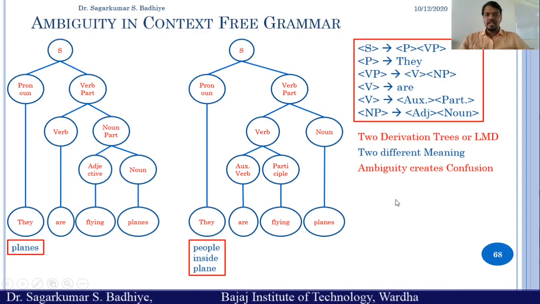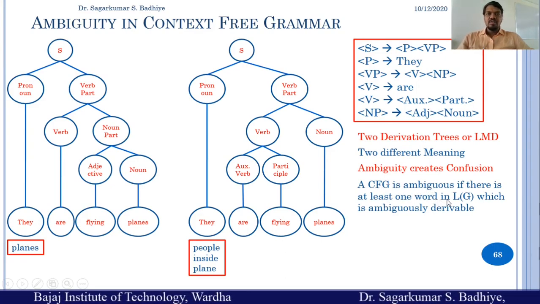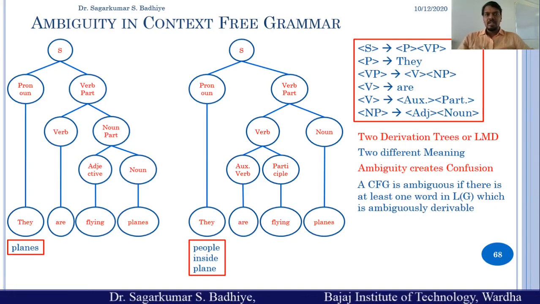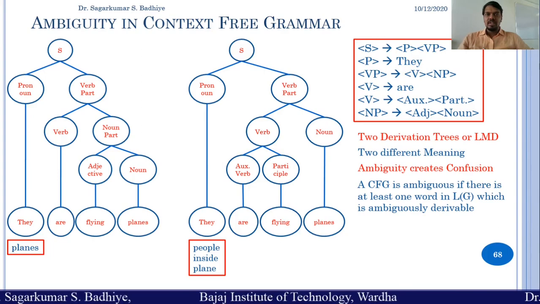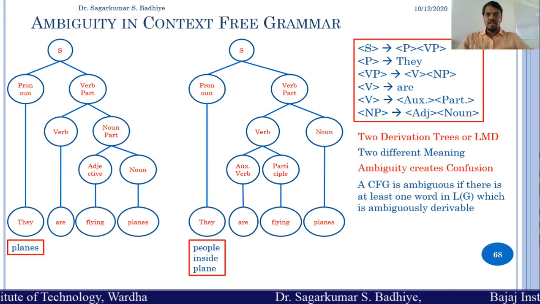So ambiguity creates confusion. A context-free grammar, CFG, is ambiguous if there is at least one word in the language generated by the grammar, that is L of G, which is ambiguously derivable. Ambiguously derivable means there should be two parse trees to derive the same sentence, or there should be two leftmost derivations. So if any context-free grammar has at least one word that can be derived ambiguously, or that can be derived by using two leftmost derivations or two derivation trees, then such a context-free grammar is called an ambiguous context-free grammar.